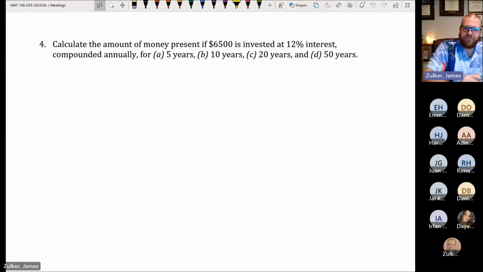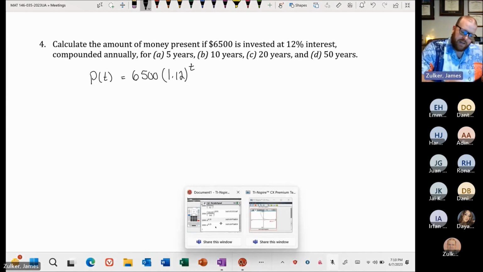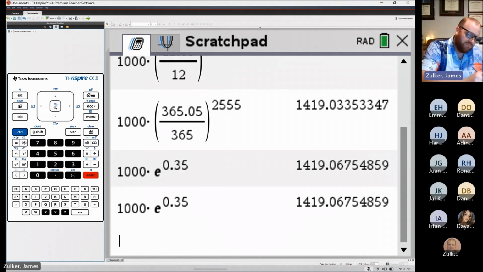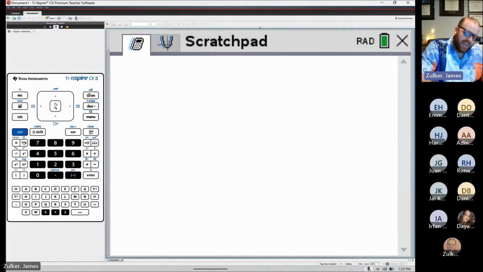So since we're doing annual, right, we're going to have P of T equals 6,500 times 1.12 raised to the T. And I'm going to do this straight up on here. So let me just go ahead and clear the sketch pad.